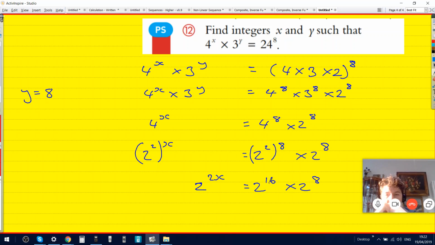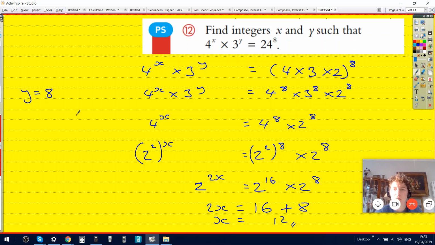Well, how do you multiply indices? You add them together. Yes. So 2x equals 16 plus 8, which is 24. And so x is 12. That's it. And so in general, that's how you do those. You bring them down to a common base.